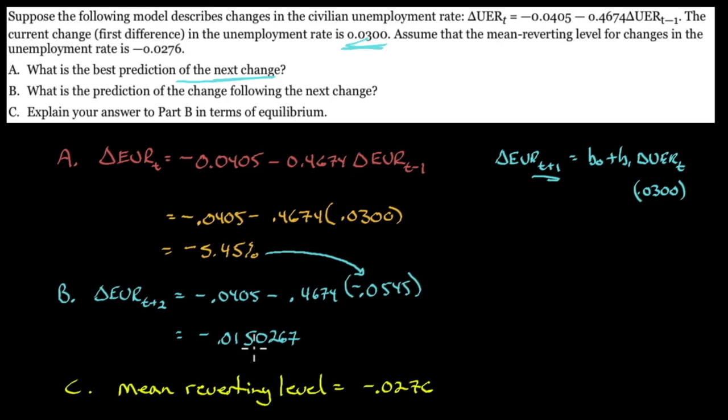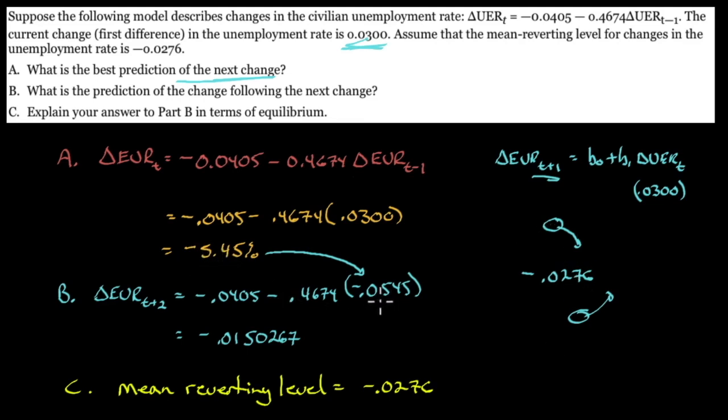Well, remember, we had a mean reversion level of negative 0.0276. So any first difference above it will tend to pull it down. Any first difference below it will tend to pull it up. So we had 0.0300, which is above the mean reverting level. So we should have got a forecast that is pulled down from 0.0300, and we get negative 5.45. So it was pulled down.